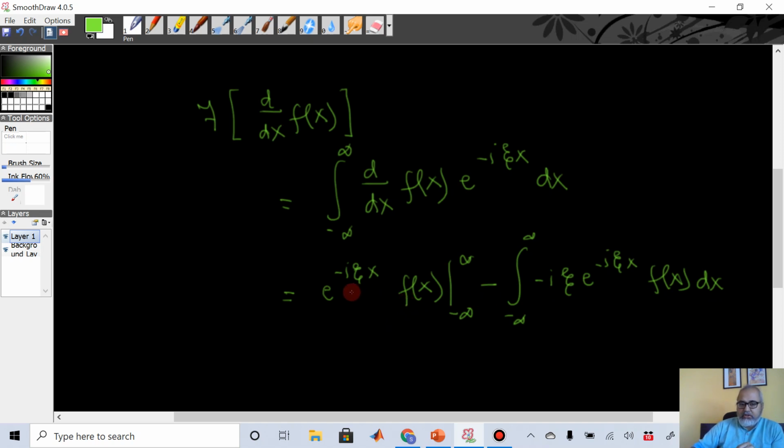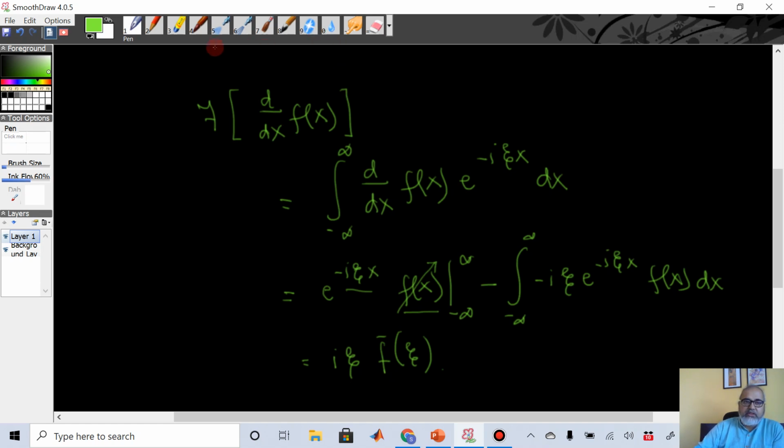This has to go to 0 because of this, and because of the theorem that we used, that this is bounded. This integrated from minus infinity to infinity should give you a finite number. In that case, this has to go to 0 at both infinities, plus infinity as well as minus infinity. So this leads to i zeta f bar of zeta. So this is what it will lead to. Right. So this is the differentiation theorem.